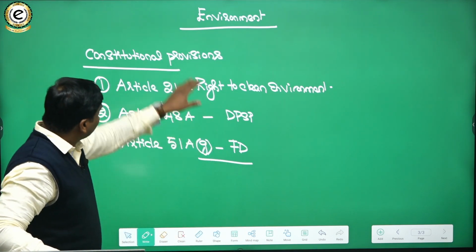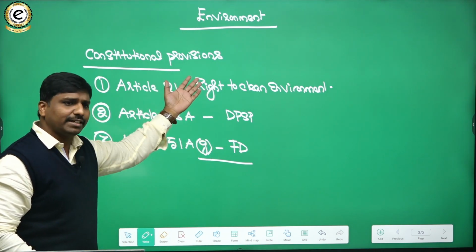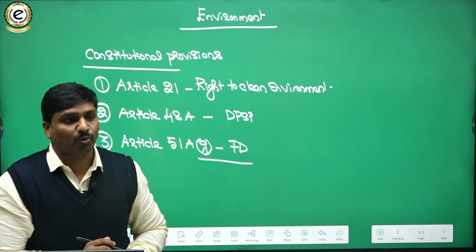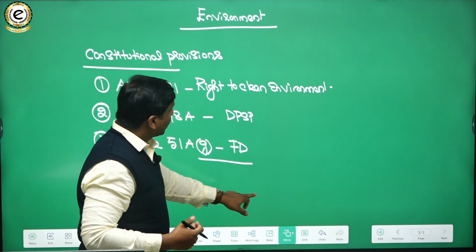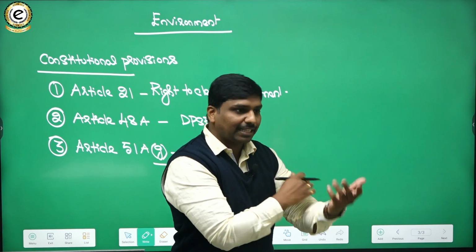So these are some of the constitutional provisions. Now we have said that it is an implicit article which has been pronounced by the Supreme Court. So under which judicial pronouncement has it been given? That is also another thing that they may pick and ask.